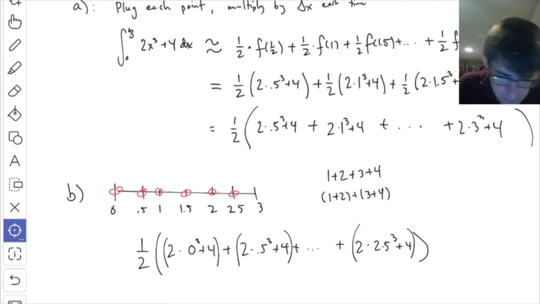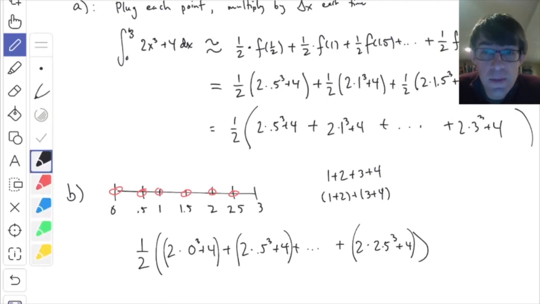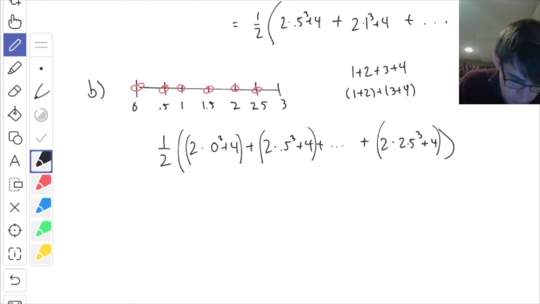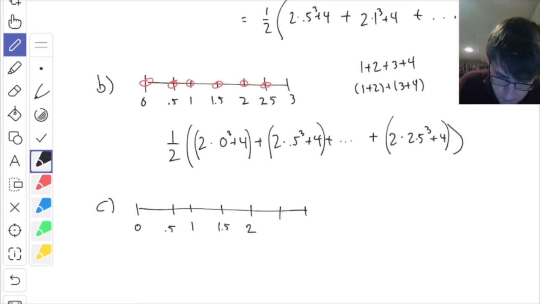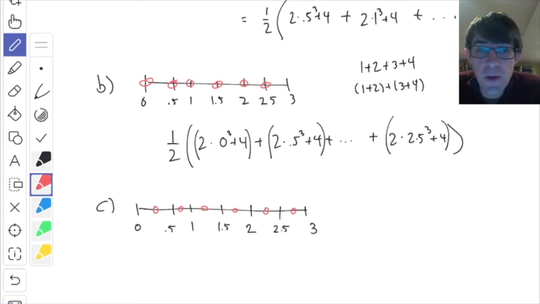All right, let's do part C. Part C was same thing, but using the midpoints. The midpoints means you make the same divisions, but you choose the midpoints. The midpoints being these points here, right in the middle. Again, by some kind of common sense, you have to figure out what those midpoints are.